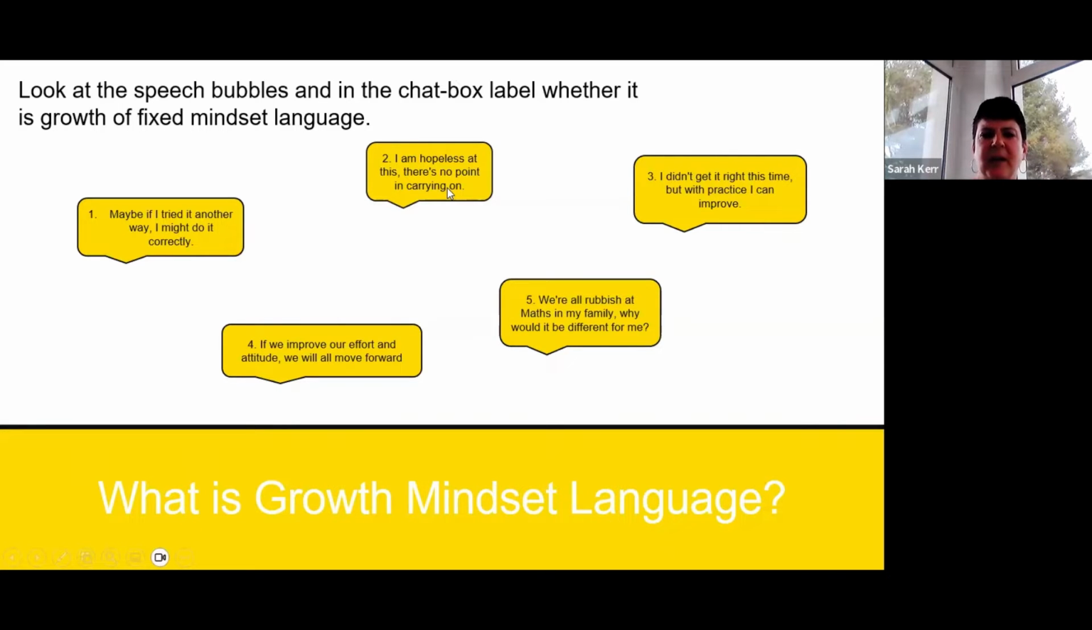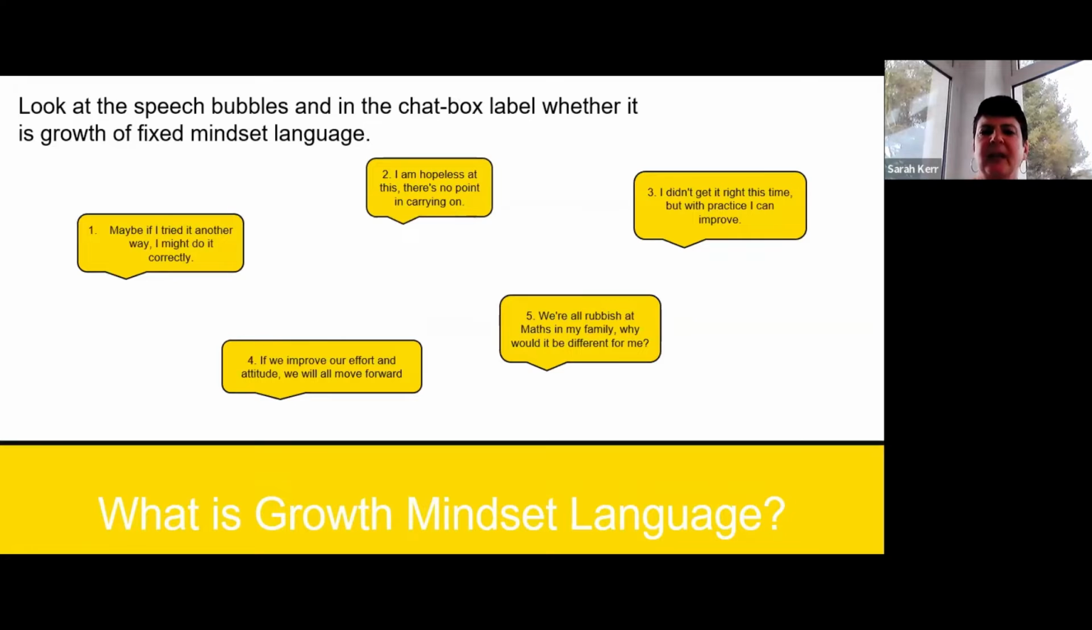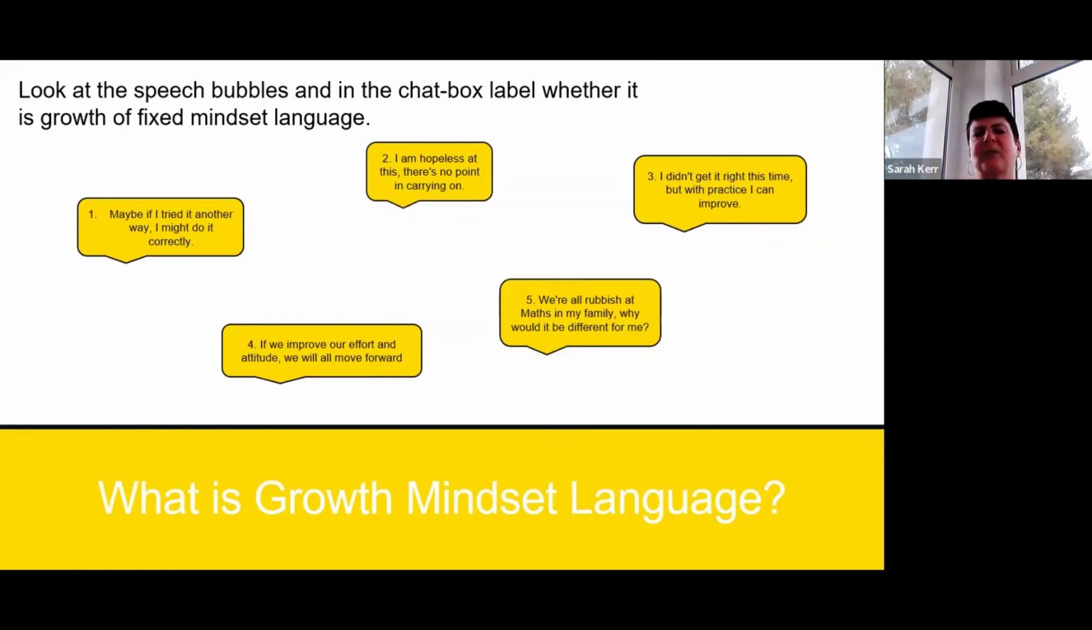Yeah, absolutely right. Chibanji, you said number 4, is which one are you saying? Number 4 is a growth mindset. Absolutely. If we improve our efforts and attitude, we will all move forward. Number 3, did anybody get that one? I didn't get it right this time, but with practice, I can improve. So here we're looking at a growth mindset for that one. Some great answers. Yes, lovely. Thank you, Sarah. 3 is also a growth mindset. You're right.